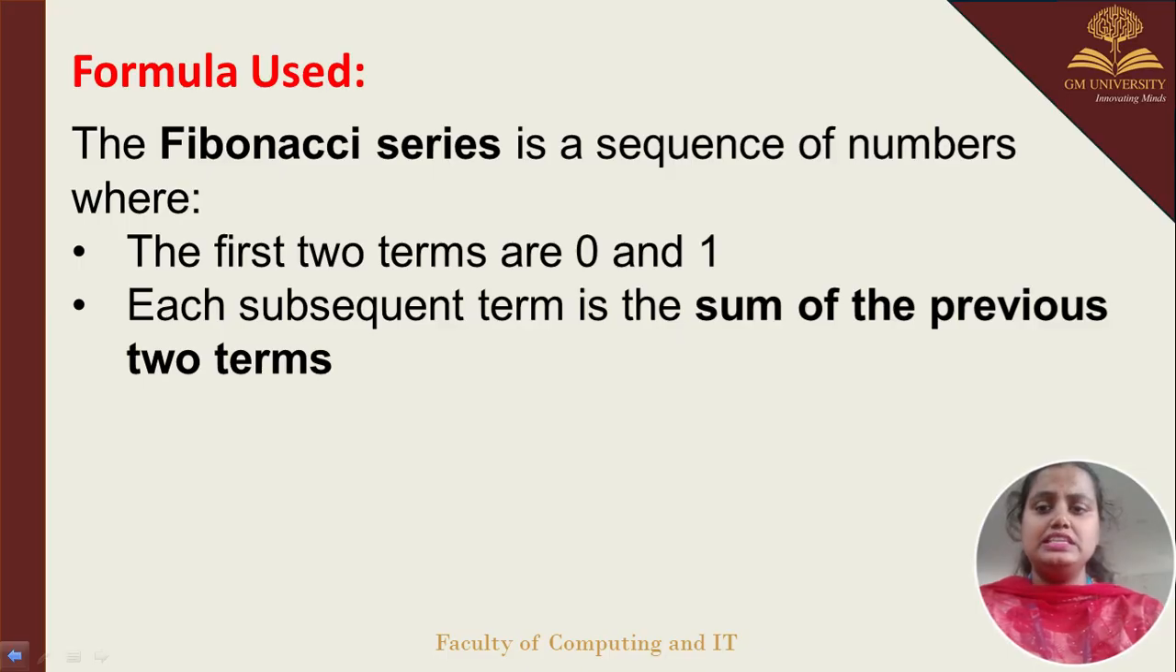The Fibonacci series is a sequence where the first two numbers are 0 and 1. Every next number is the sum of the previous two. So the pattern looks like this: 0, 1, 1, 2, 3, 5, 8, 13, and so on.